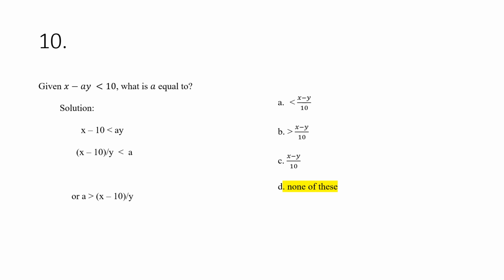And for our final item, we will have to move the values. So we end up with x minus 10 less than ay, and then because we need to isolate a, y becomes a divisor for x minus 10, and so our final answer for the expression of a will be that x minus 10 quantity divided by y is less than a. So our answer is none of these.